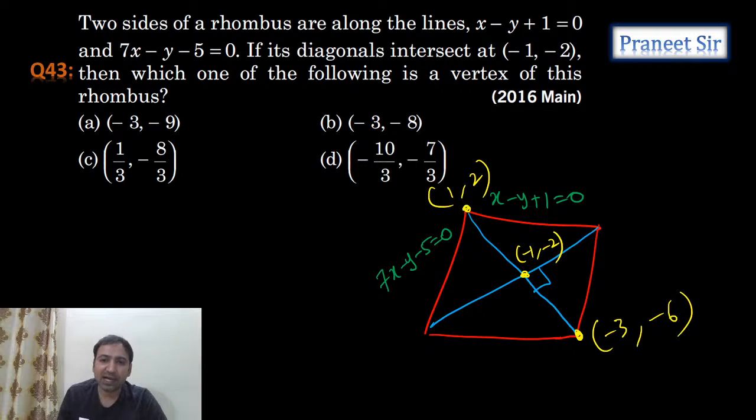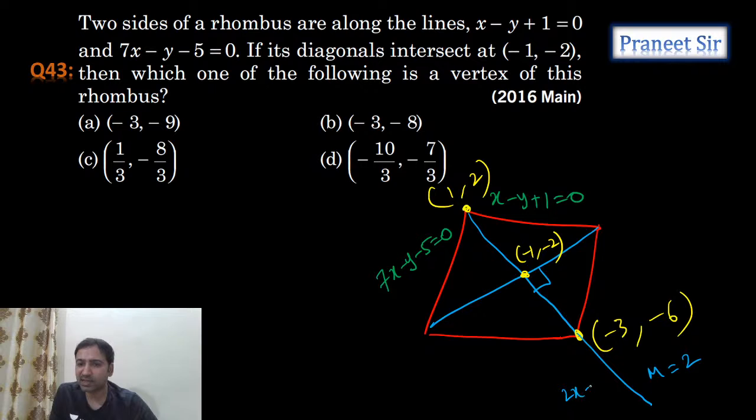So can I calculate the diagonal, guys? One diagonal's equation I can calculate. This diagonal equation is very simple. Why? Because it passes through these two points, so I can calculate the slope first. Slope is y2 minus y1 by x2 minus x1, which is 4 by 2, which is 2. Okay, slope is 2. That means what is the equation of this diagonal? Isn't it 2x minus y equals 0? Yes.